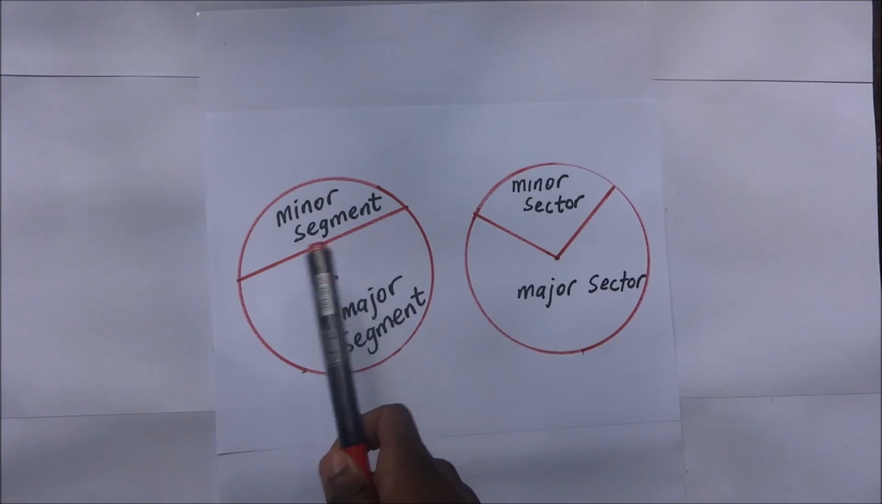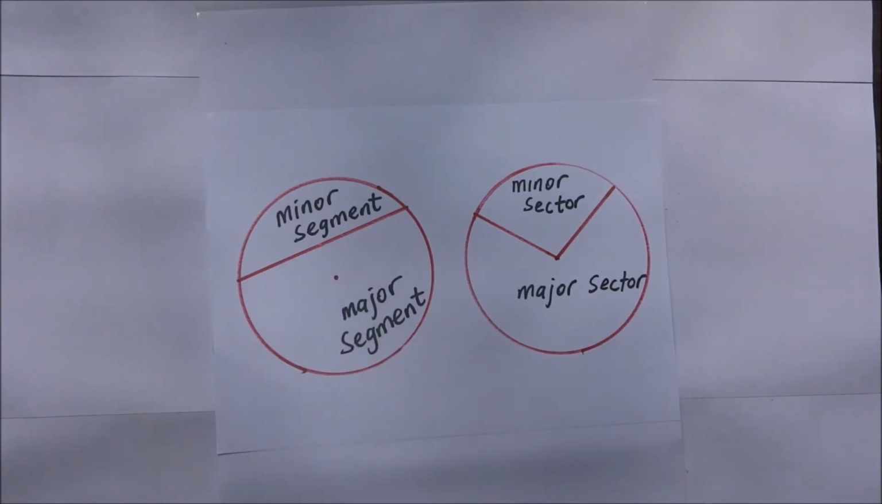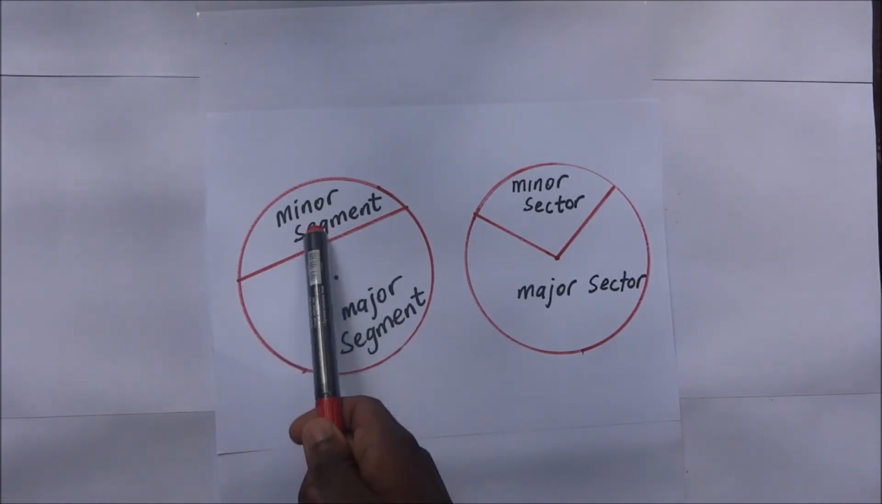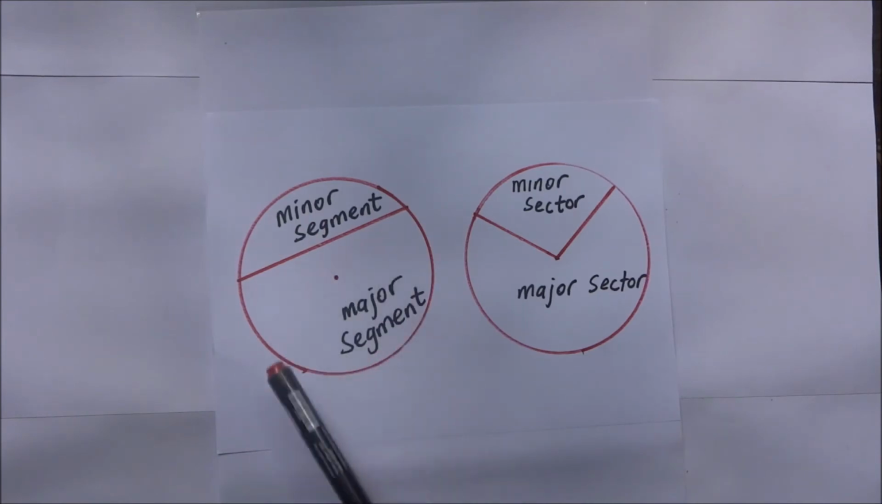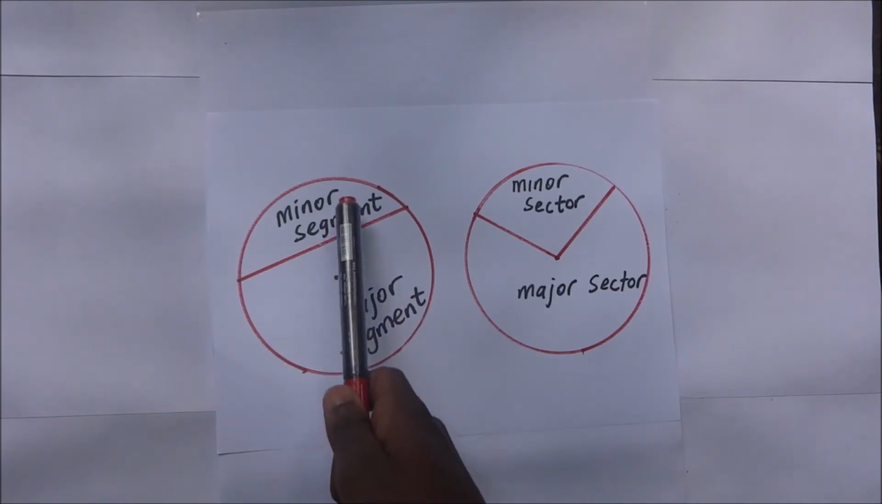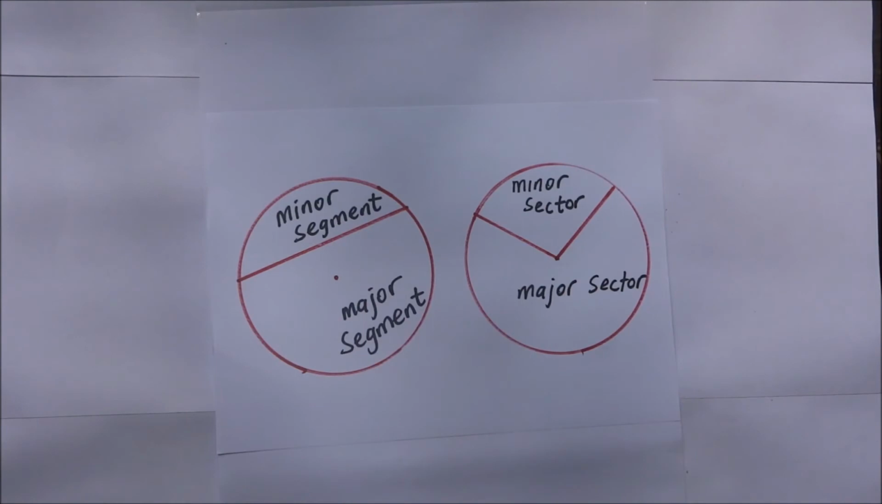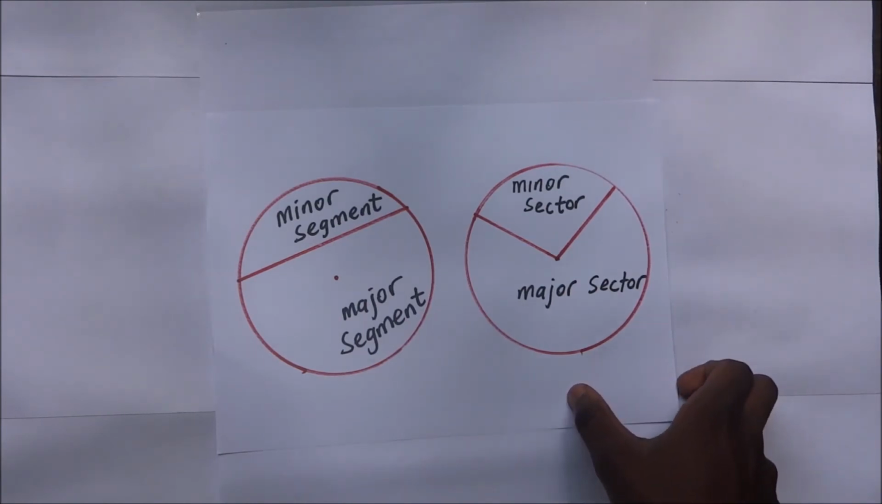We said that a segment is a portion that is cut off by a chord. The larger portion of the segment, which is this one, is the major segment, and then the smaller portion is the minor segment. This brings us to the end of this video.